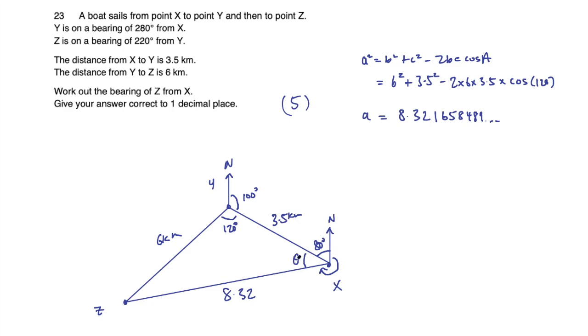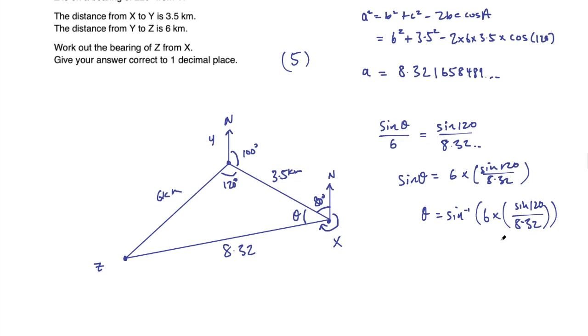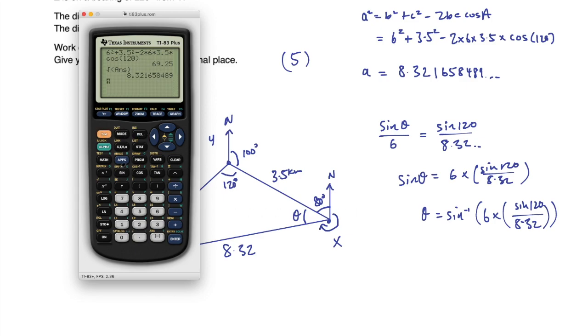Then we can use the sine rule to find this angle. So the sine rule says the sine of this angle, sine of theta, divided by its opposite side, 6, equals the sine of 120 divided by its opposite side, which is the answer we just found. Okay, so then we can find theta. So sine of theta will equal 6 times sine of 120 over 8.32, and then theta will be the inverse sine of all of this. Then let's plug that into a calculator. So we have the inverse sine of 6 times the sine of 120 divided by our previous answer.